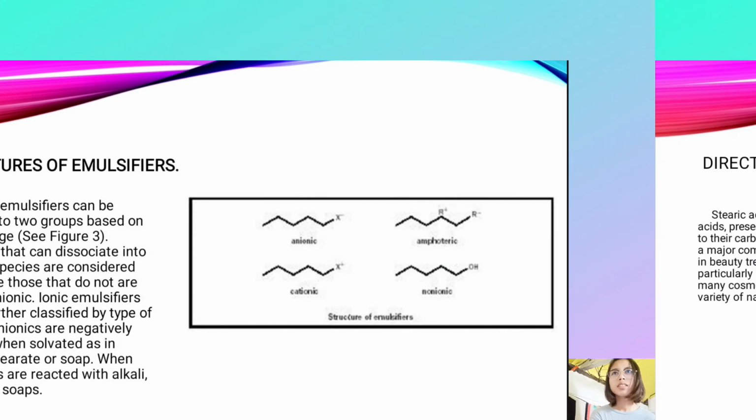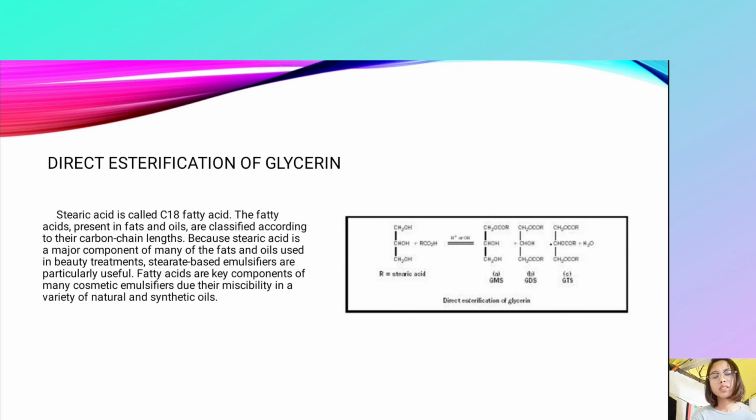So the next one is the direct esterification of glycerine. Stearic acid is one of the C18 fatty acids. The fatty acids present in fats and oils are classified according to their carbon chain length. Because stearic acid is a major component of many of the fats and oils used in beauty treatment, stearate-based emulsifiers are particularly useful. Fatty acids are key components of many cosmetic emulsifiers due to their miscibility in a variety of natural and synthetic oils.